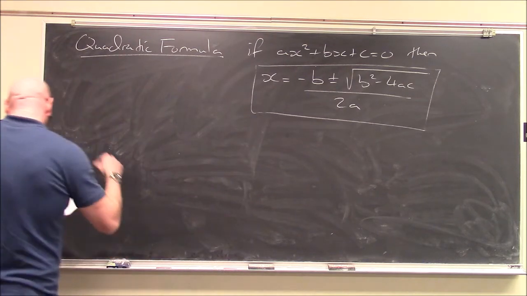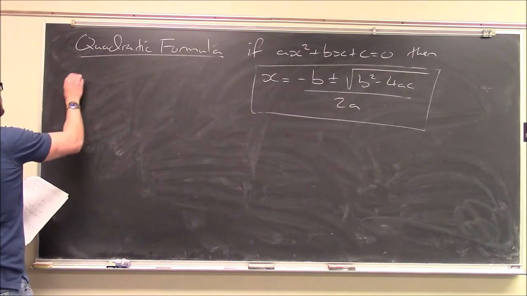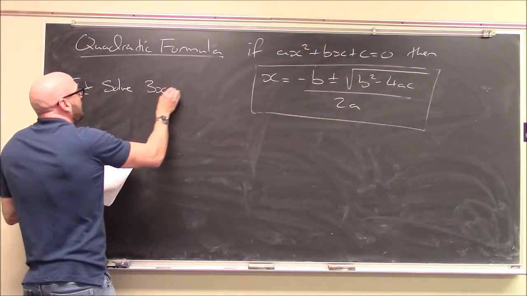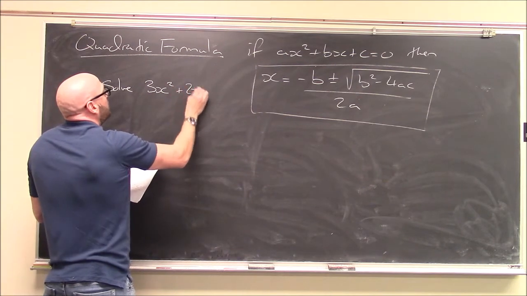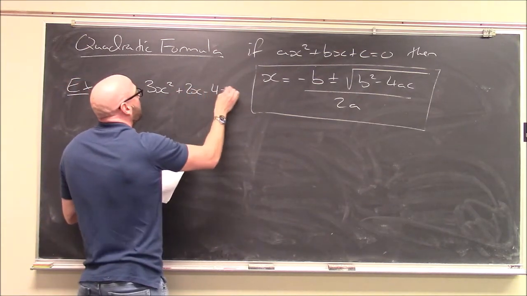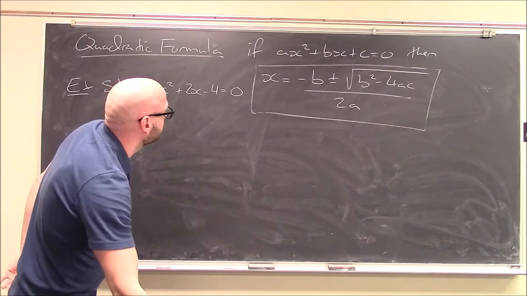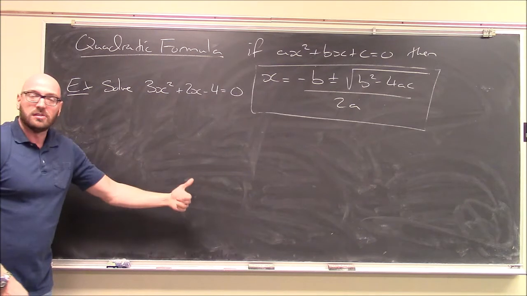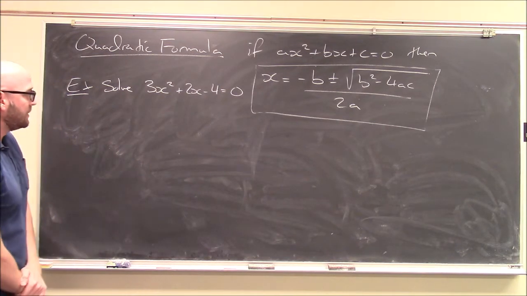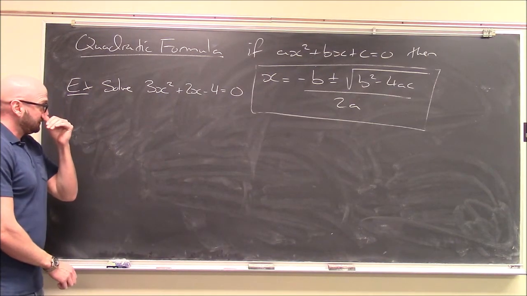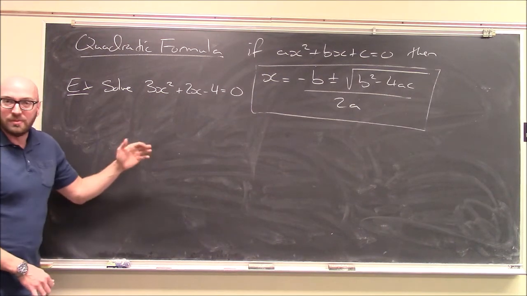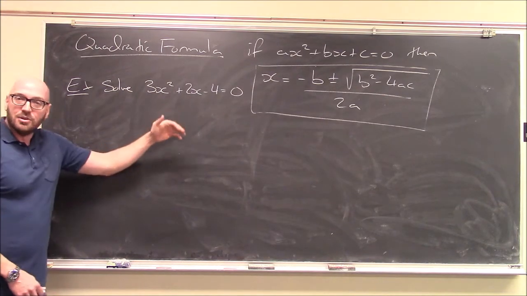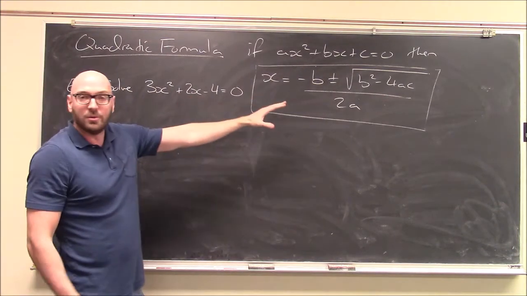And yeah, let's just do an example. Solve 3x squared plus 2x minus 4 equals 0. So your first method of attack really should be to try and factor this. And if you try, you'll find that you can't. It's too hard to factor. It doesn't factor with nice integer values. And that's okay. Even if it did factor and you couldn't see how to factor it, that's okay. The quadratic formula will still work for you.